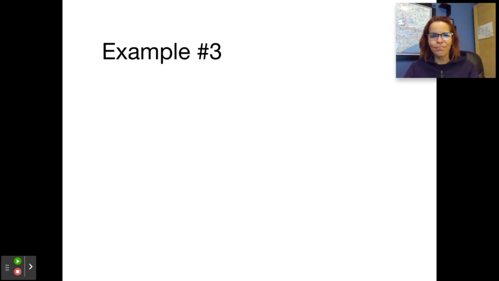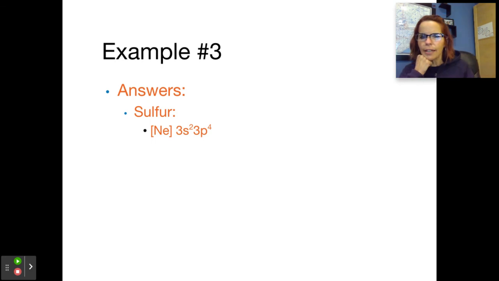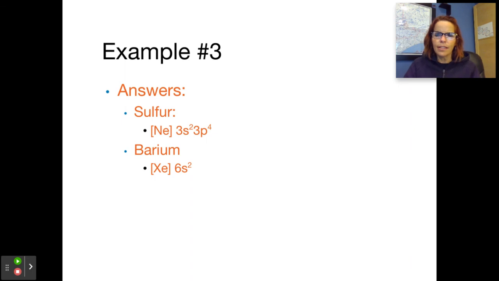I'm going to move on. Okay, for sulfur, this is what it should be. Neon is the noble gas that came before sulfur, and then there were 6 electrons after neon to make up sulfur. For barium, xenon is the noble gas, and there were 2 electrons. That's this number right there. There were 2 electrons past the noble gas xenon.